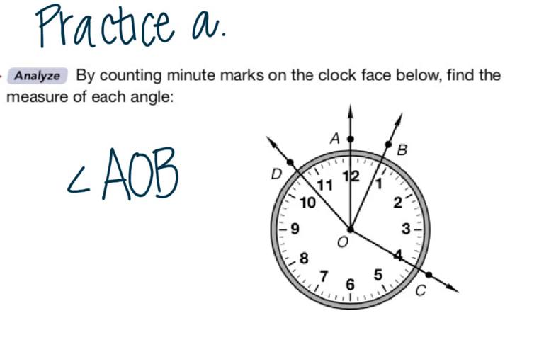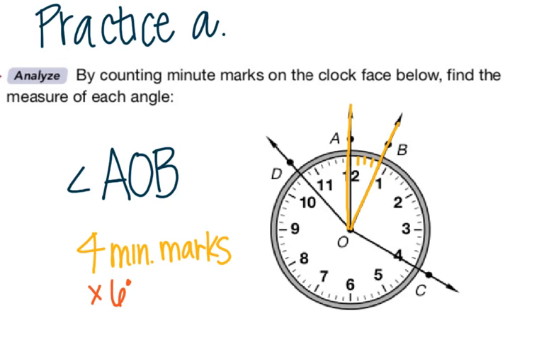Okay, now it is your turn to practice. By counting the minute marks on the clock face, find the measure of angle AOB. So you're going to find the measure of angle AOB. Pause it and go. Okay, so I have angle AOB, and we found that there are 4 minute marks. You're going to multiply that by 6 degrees, and 4 times 6 is 24 degrees. So that is your answer.